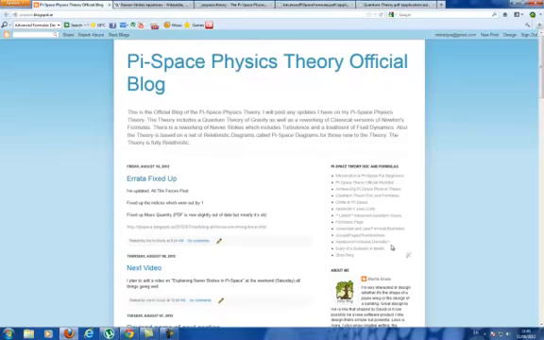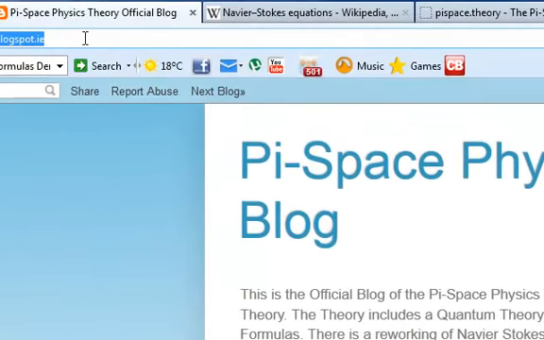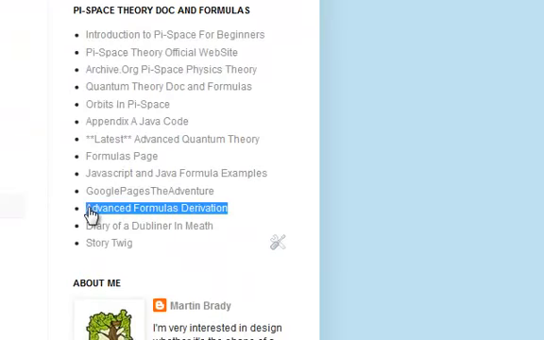Now, in terms of where this fits into the PySpace theory, this is the blog up here, pyspace.blogspot, in my case .ie. If you were in .com, it would bring you to the same location. There's two sections I'm going to bring up today. There's the advanced formulas derivation section, and then there's what I call the quantum theory doctrine formulas.